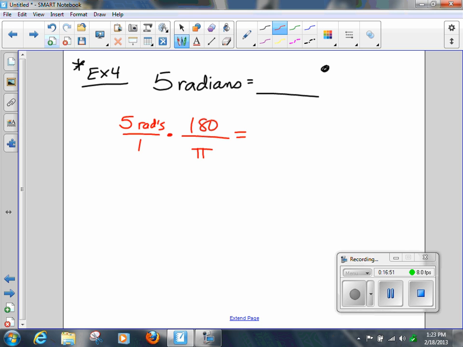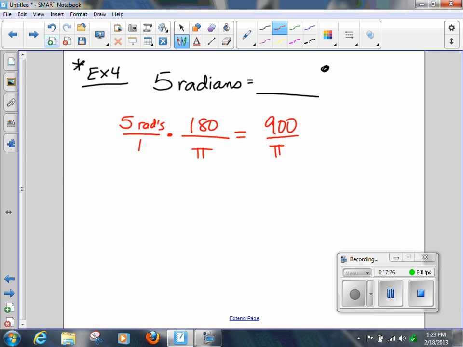Does anything cancel out now? Nope. So what do I do? Harky, what do I do? Multiply across. 5 times 180, is that 900? I just made that up. Yeah, it is 900. 900 over pi. So we're really going to put 900 over pi degrees. Aspen, are we really going to put that? What do you think? You guess? John Paul's going, no, I don't think so.